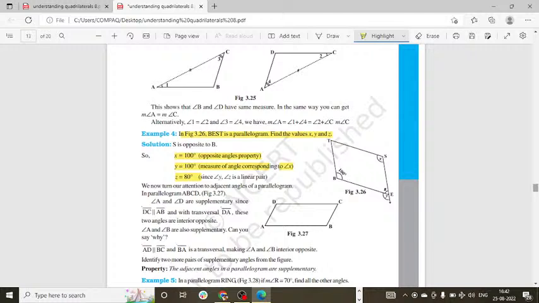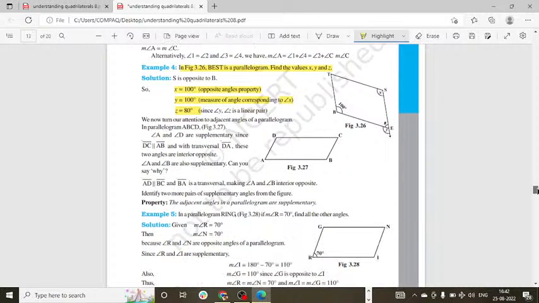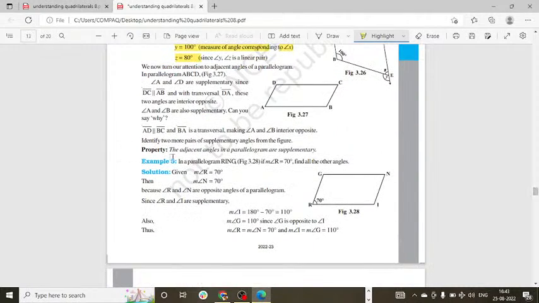So I hope here you are clear about this. Now let's move on to this question. In a parallelogram RING, if the measure of angle R is 70 degrees, we need to find all the other angles. The measure of angle R is 70 degrees, and the measure of angle N would also be 70 degrees because in a parallelogram opposite angles are always equal. Angle R and angle N are opposite to each other, that is the reason they are equal.